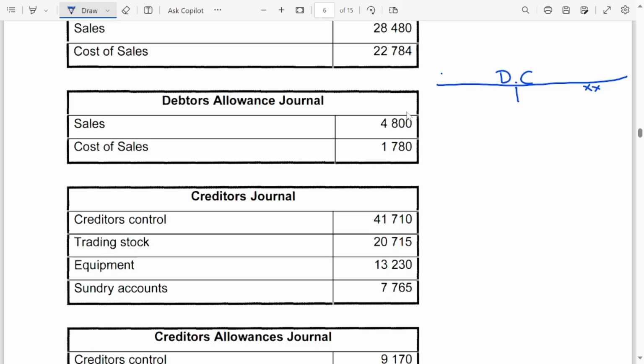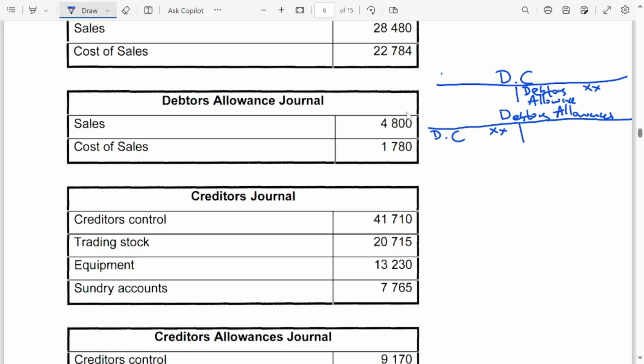Now they decrease with which account? They decrease with the account that is called the debtors allowances, which is a new account, which is an expense. So this account is an expense, debtors allowances. It's an expense, so it increases on the debit side. So it's going to increase with the debtors control. Now, this account decreases the sales. Okay, this account decreases the sales.